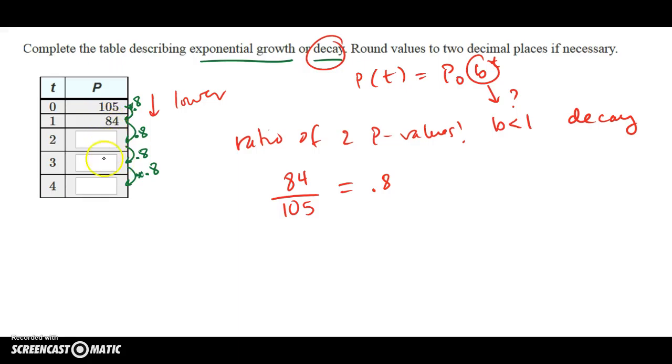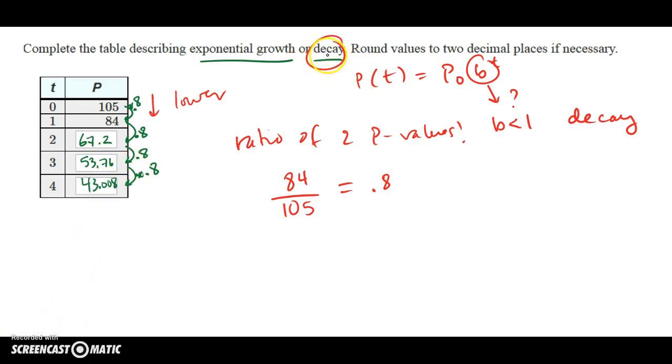So take 84 and multiply it by 0.8. And you get 67.2, and do the same thing. Now take 67.2 and multiply it by 0.8 again. We get a smaller number, of course, because it's decaying, 53.76. Now take 53.76 multiplied by 0.8 to get the last one.